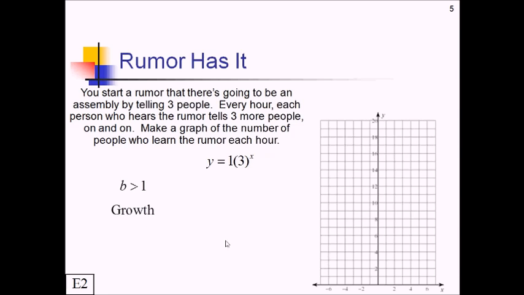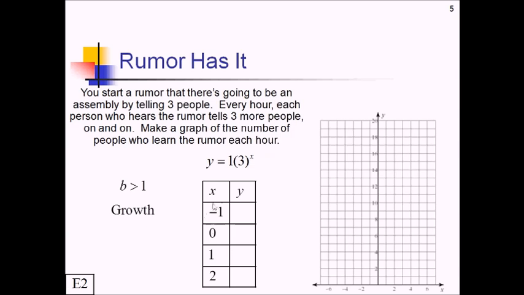So let's go ahead and make our table of x values and y values. And I usually do -1 through +2. I found that gives a good picture of an exponential function. And I know -1 doesn't really make sense here. You know, the number of people who knew the rumor an hour before you started it. So that's just kind of weird. But we'll put a value in there just so we can kind of direct where this function is going.